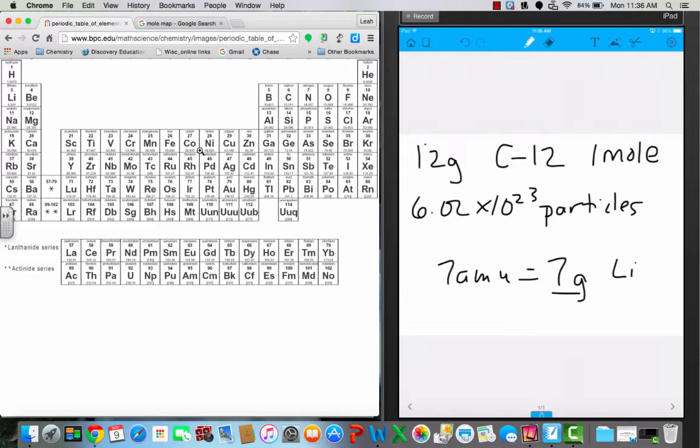And so in this case for lithium, if we have 7 grams of lithium measured out, we are going to have 6.02 times 10 to the 23rd lithium atoms. Again, it's this that is equivalent to 1 mole. And from class we learned that 1 mole is equivalent to the formula mass.